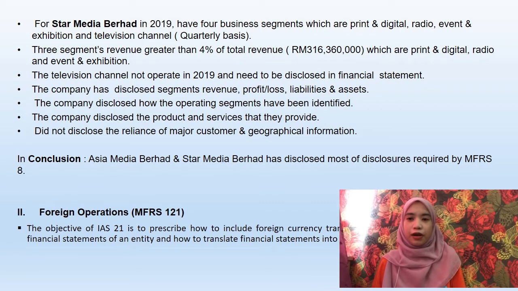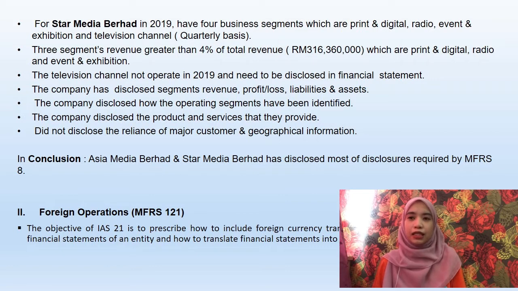For Star Media Berhad, at the end of 2019 there were 4 business segments, which are print and digital, radio, event and exhibition, and television channel. Three segments have revenue greater than 4% of the total revenue, which is 300 million, which are print and digital, radio, and event and exhibition. The television channel did not operate in 2019 and needs to be disclosed in the financial statements.